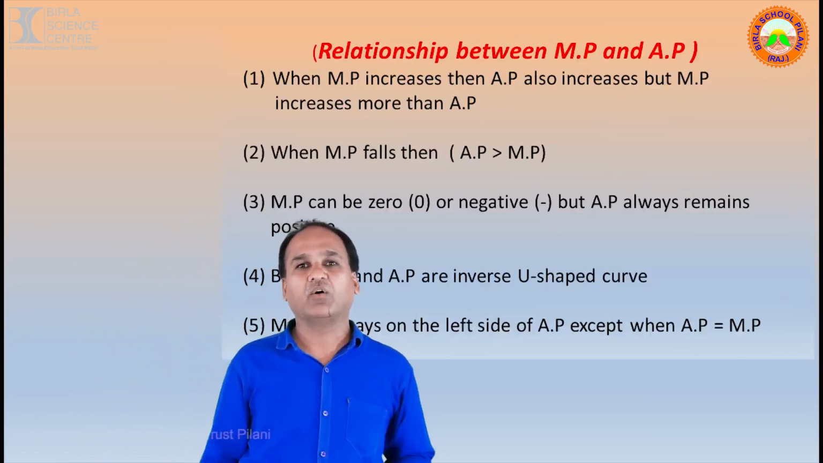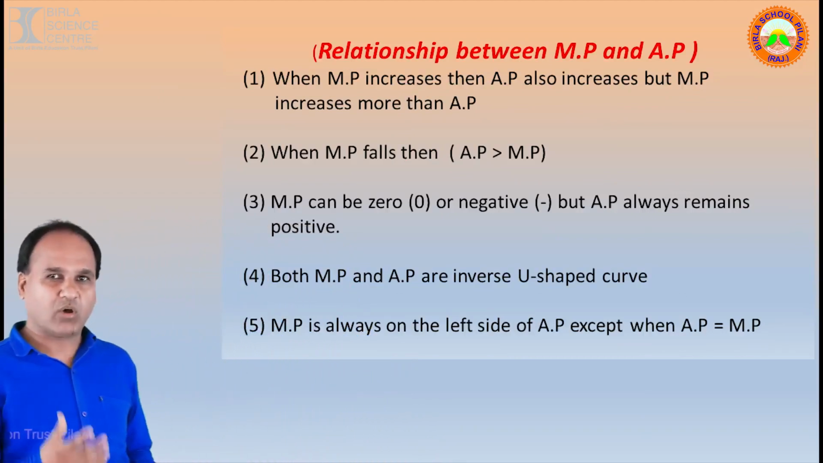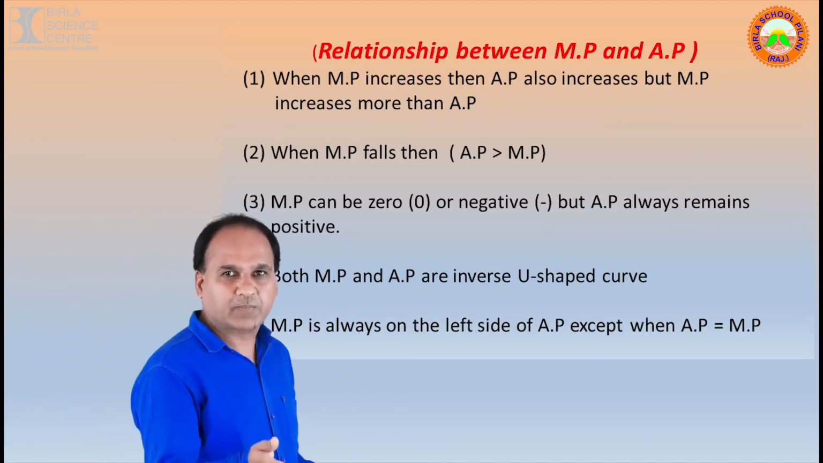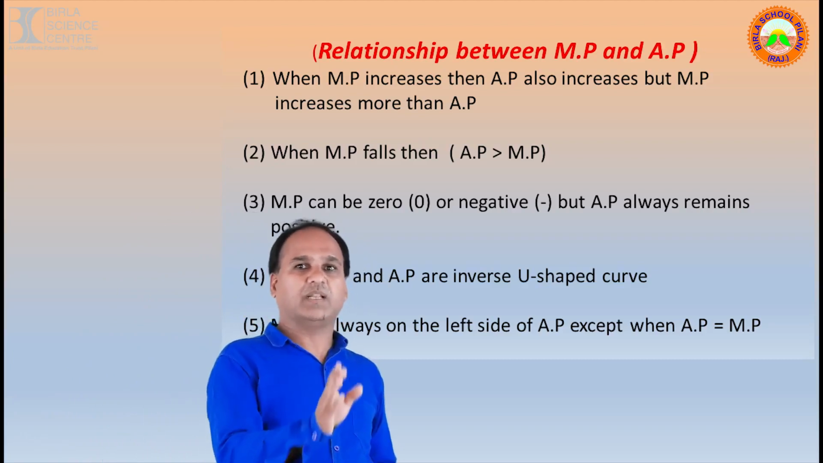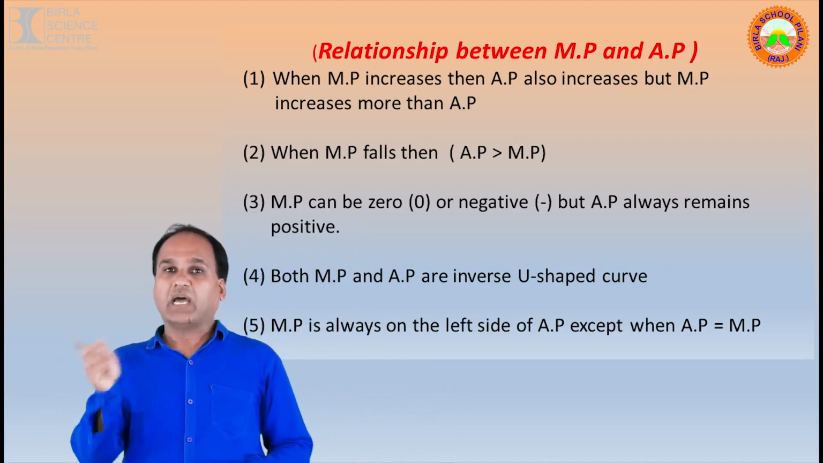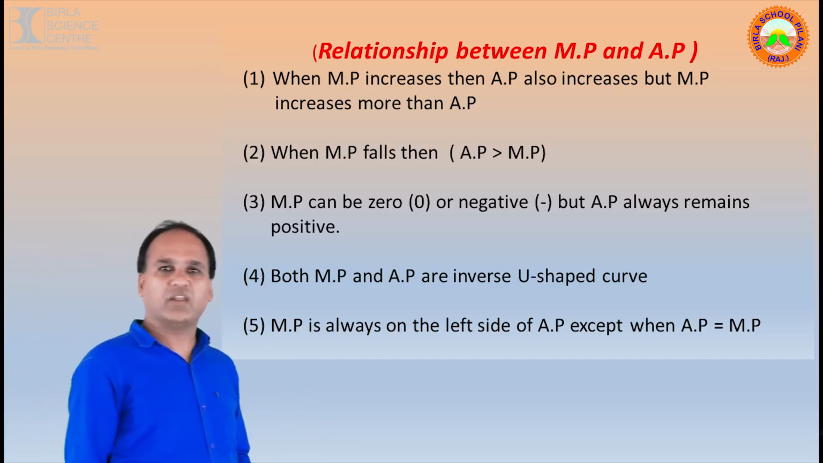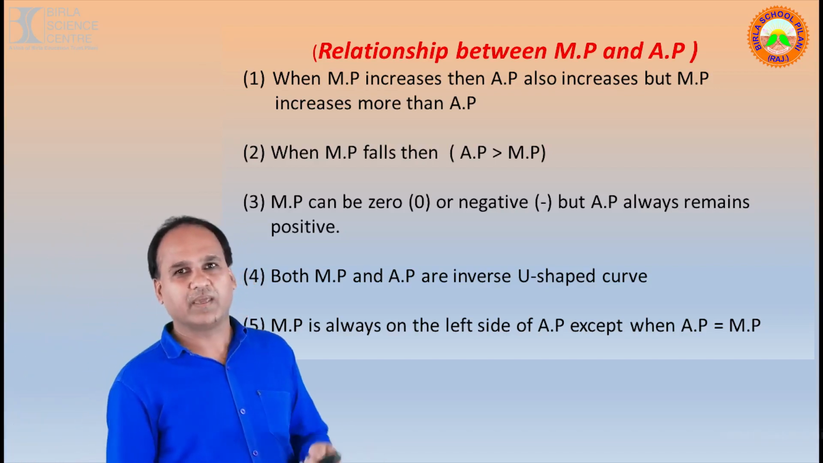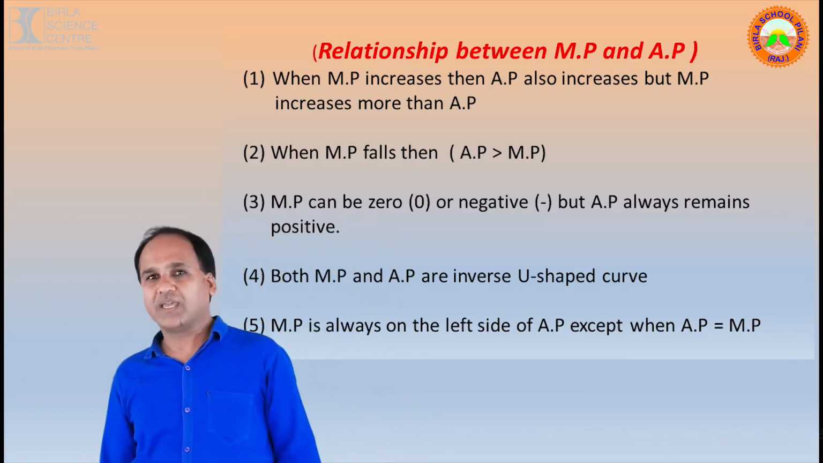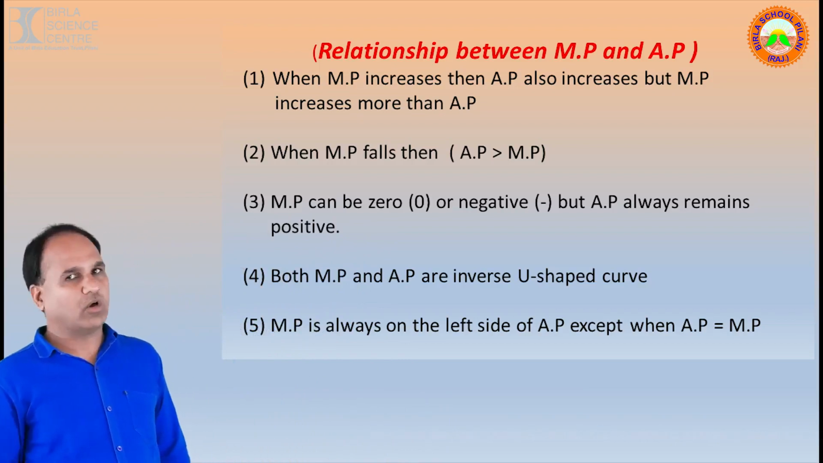Again I am repeating. Now enjoy the relationship. First you learned with the help of the table called schedule. The same table I have drawn on the board. After the table, what have I done? I have drawn and explained with the help of the diagram. So now combine both the schedule as well as the diagram and look at all the 5 relationships between MP and AP. First relation, when MP increases, then AP also increases, but MP increases more than AP. Already I have told you.